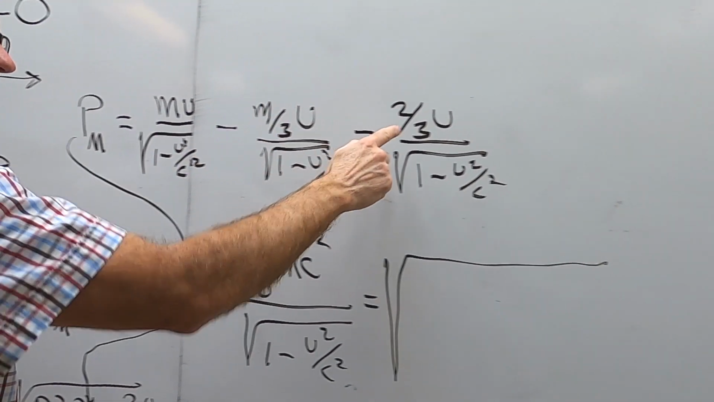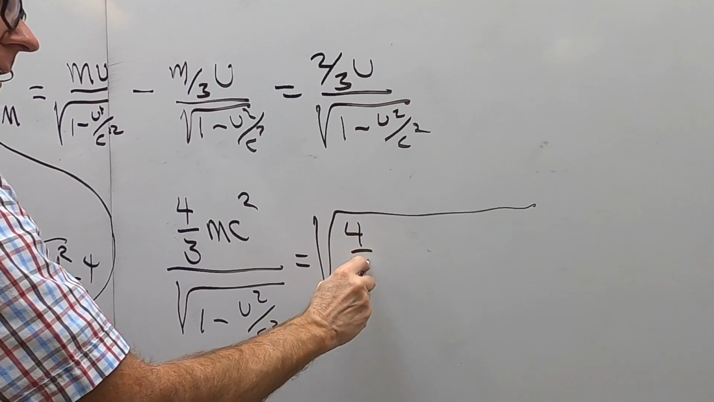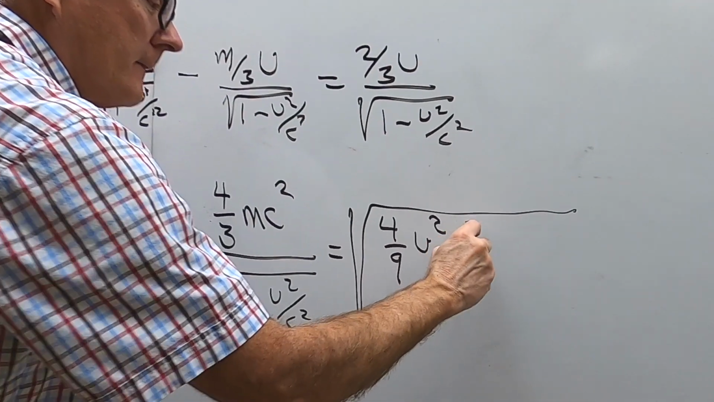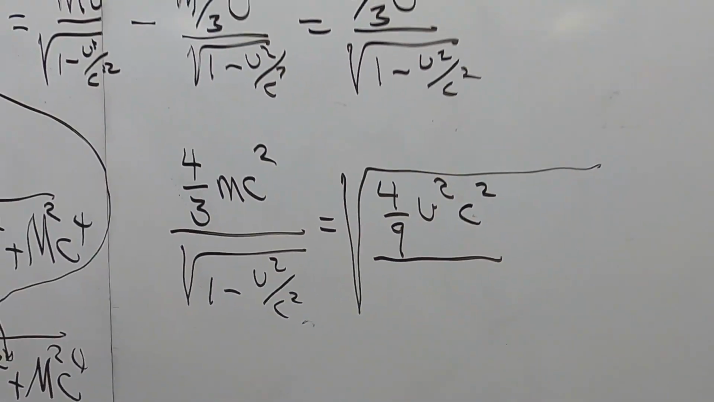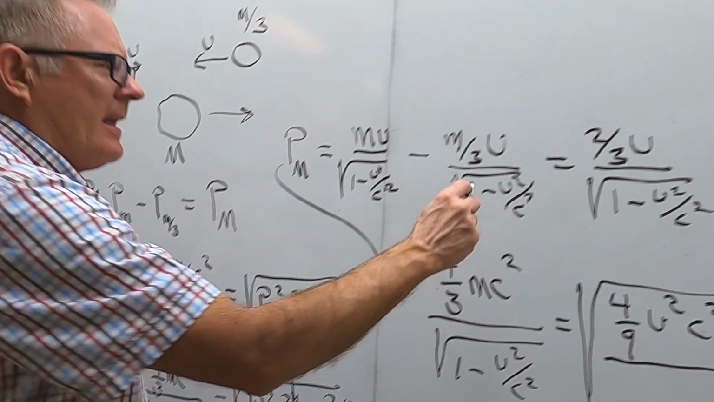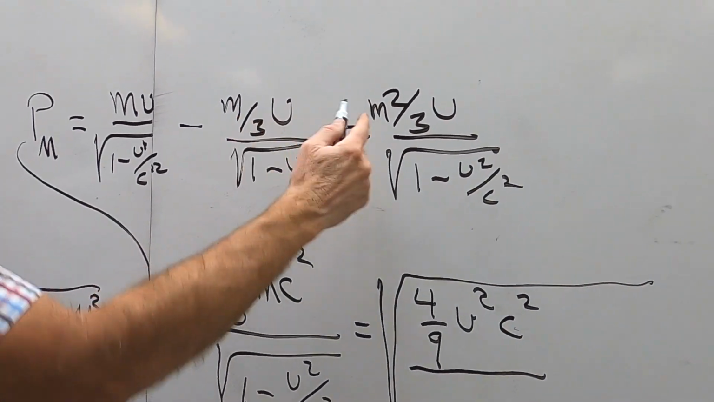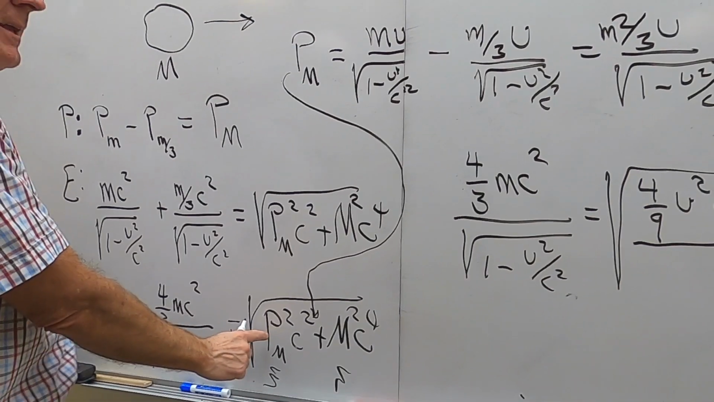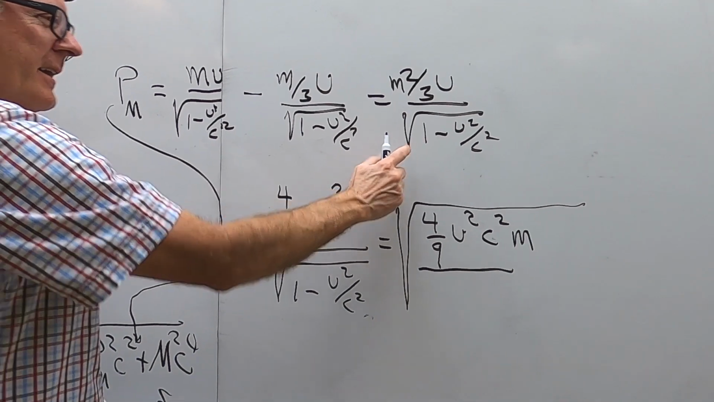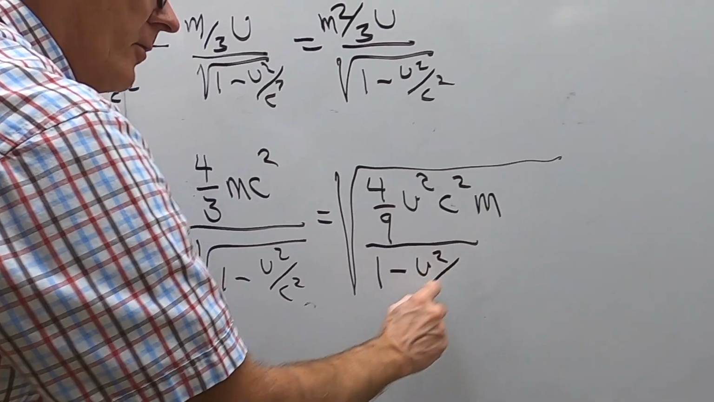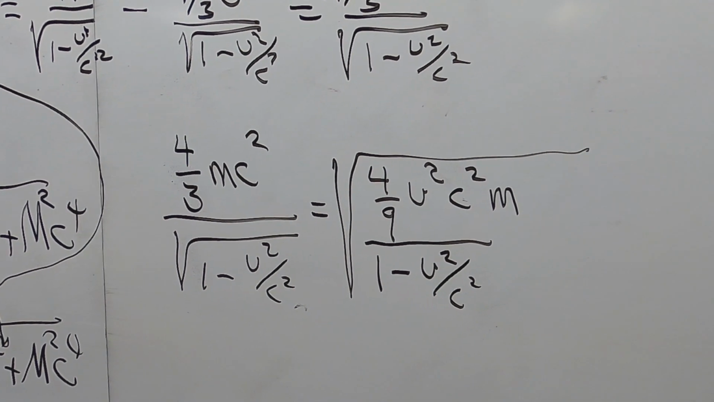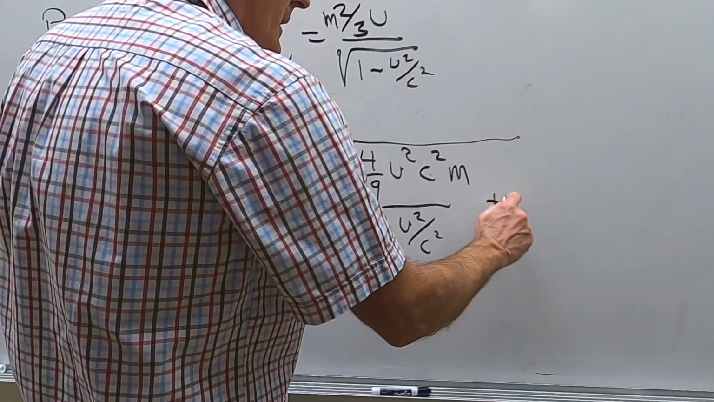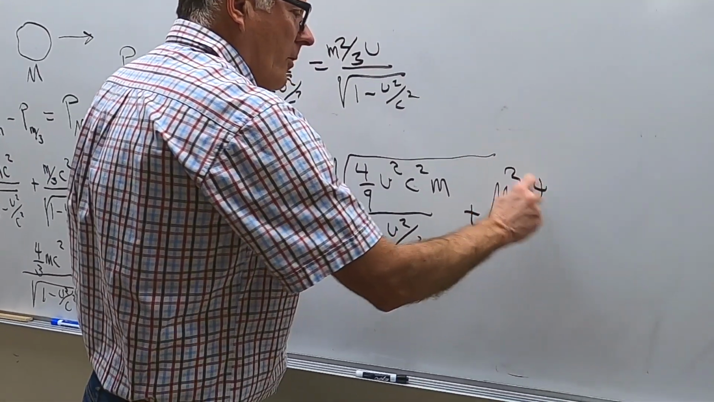Well, if I square this, that's 4/9 u squared, and then I'm multiplying it by c squared, divided by, there's an m up here too, an m from right there. So we get p, and then on the bottom, since we're squaring that, we get a 1 minus u squared over c squared, plus big M squared c to the 4th.